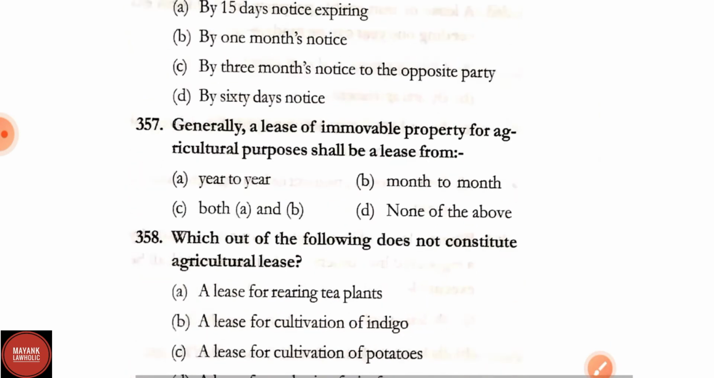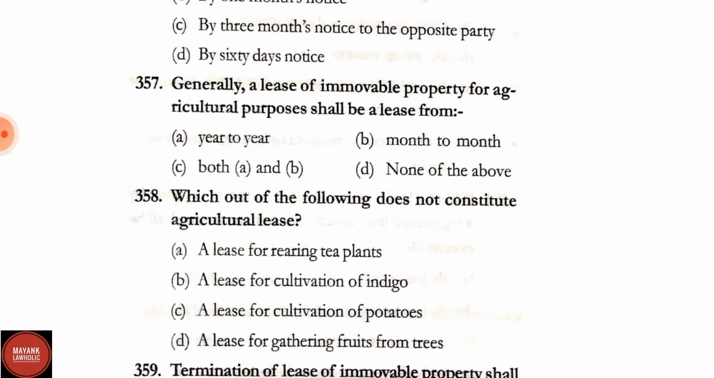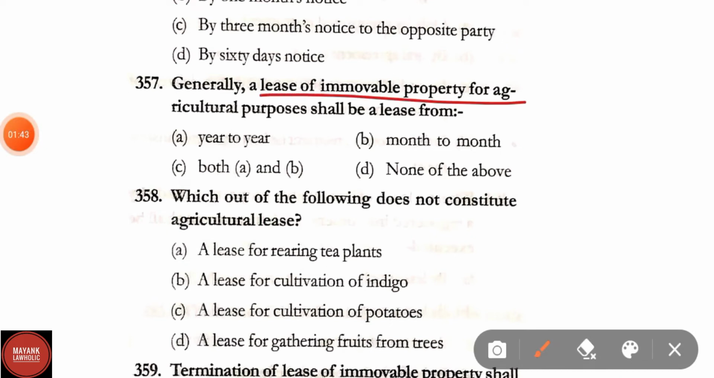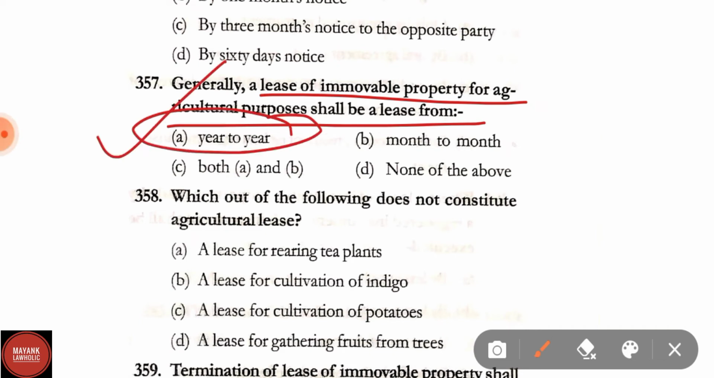Question number 357. Generally, a lease of immovable property for agriculture purposes shall be a lease from year to year. Option A is the right answer.